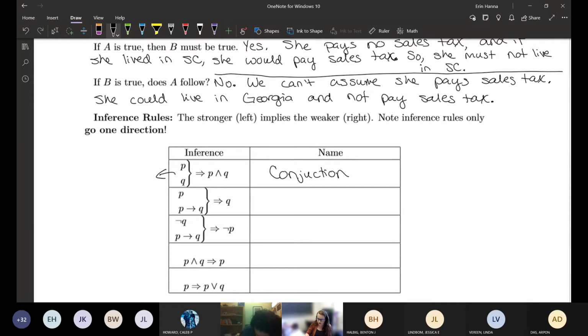And remember, that's essentially because the things on the left we're assuming to be true. So if we're assuming P is true and we're assuming Q is true, then P and Q is going to be true because they're both true.